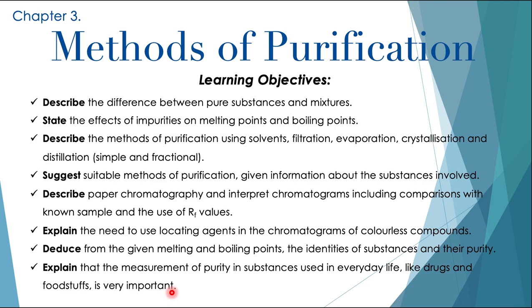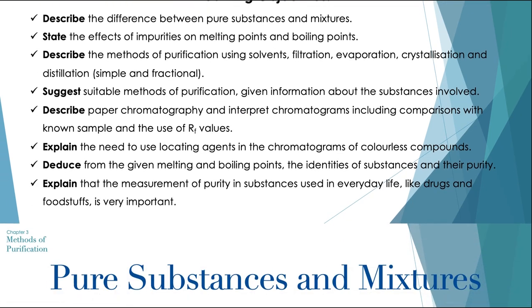So many foodstuffs have special food additives like colorings, preservatives, sweeteners, etc. Food scientists regularly check food to make sure that only the permitted additives are present and in the correct quantities. Chromatography is a very useful and sensitive technique for testing such additives, especially artificial colorings. We're going to see what paper chromatography is and learn how we can do it in this chapter. So, without further ado, let's dive into this chapter by first understanding pure substances and mixtures.